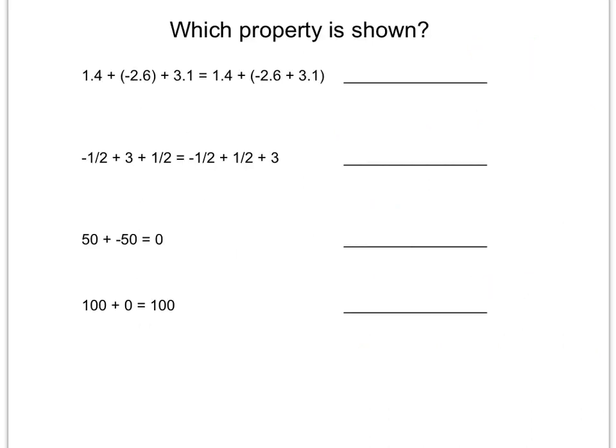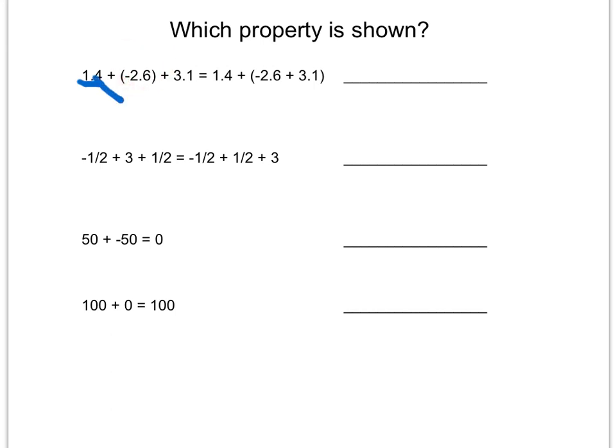Okay, let's move on. What we need to do with these is, on your assignment, they're going to ask you which property is illustrated. So what are they showing us? This first one says 1.4 plus negative 2.6 plus 3.1. Think about what you would do first if you were going to solve this using the order of operations. There are no parentheses, except the ones around the negative 2.6, just to make sure we know it's negative and separate it from the plus sign.